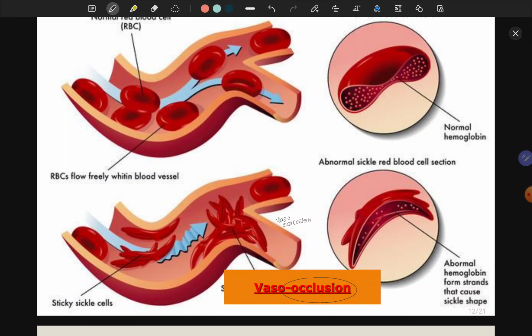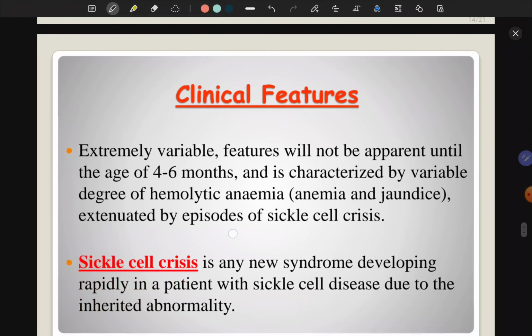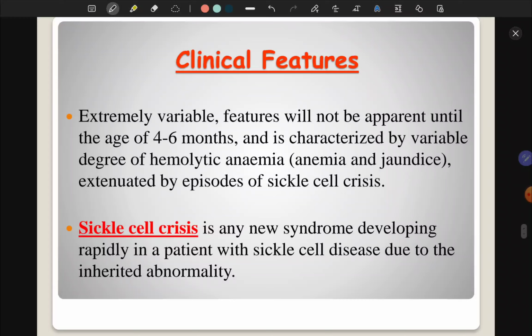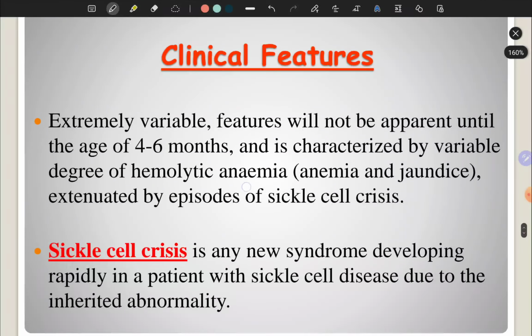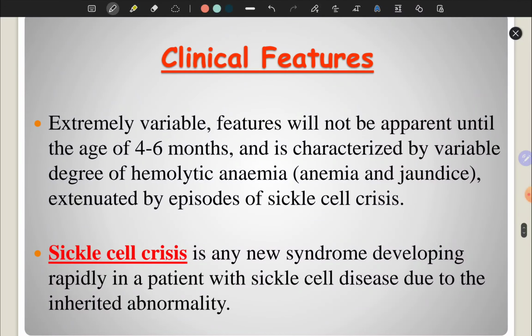So it's a hemolytic anemia, and we said that the manifestations appear after 6 months. It is anemia and jaundice because the lifespan of the red cells is shortened, because the morphology is abnormal. Red cells are rigid. Sickle cell crisis is a new syndrome developed in a patient with sickle cell disease because of the mutation.